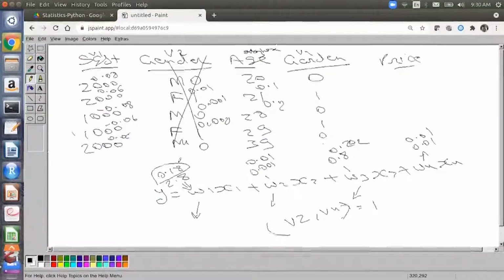But if I don't remove V2, nothing will happen. If you remove V4, there is no problem. We can work with V2. So then you can make a more robust model.